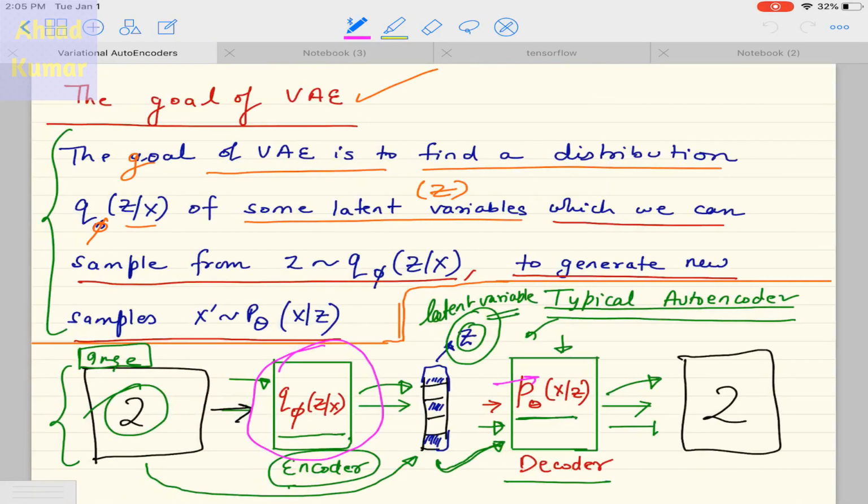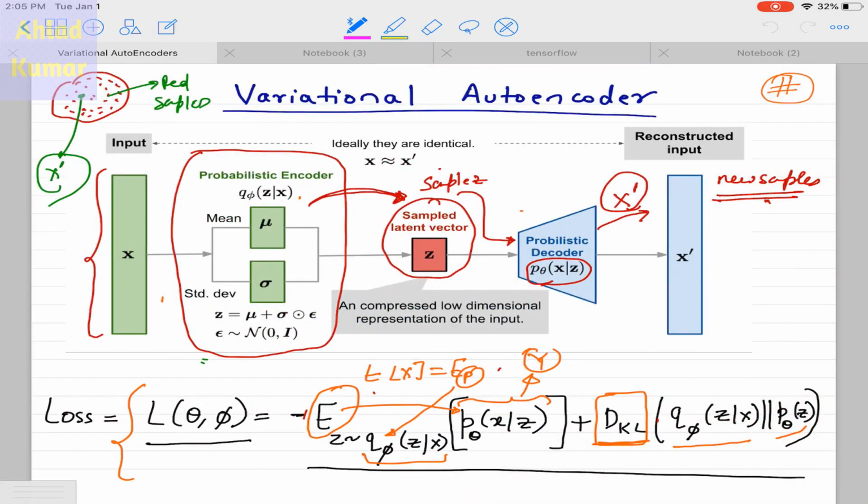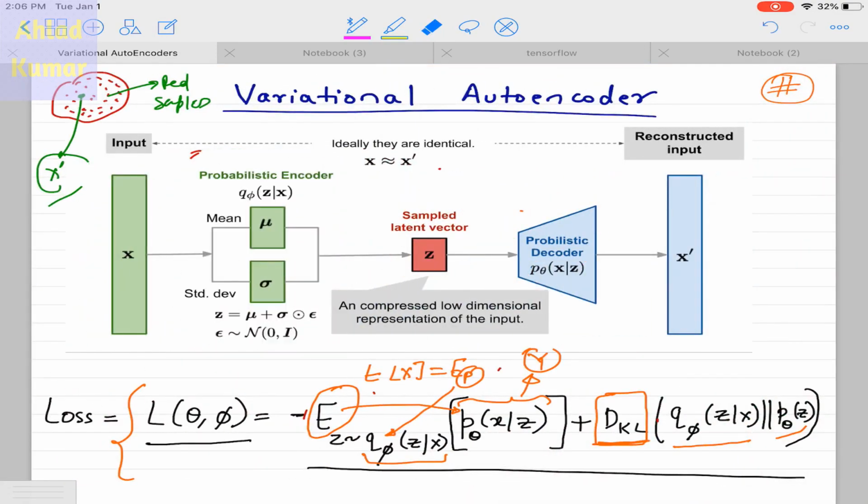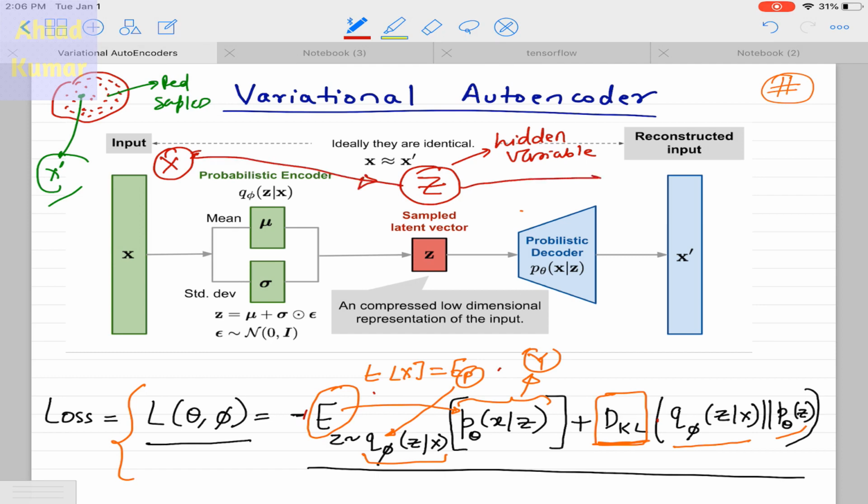Let's go back to our original image here. This is our latent variable, represented by Z, and it is sometimes also called a hidden variable because it's hidden. You cannot access this. What we have over here is X. You obtain the values of Z from X, and then from Z you go back again to X hat. These are the variables involved in this variational autoencoder.